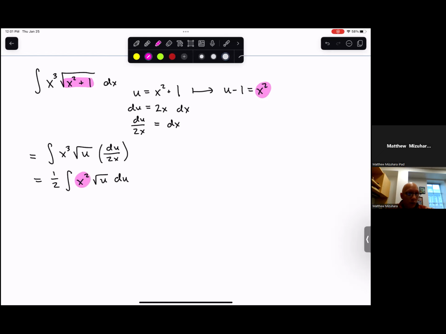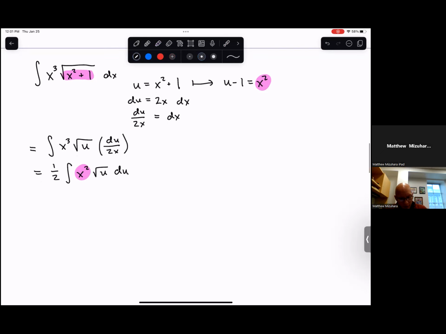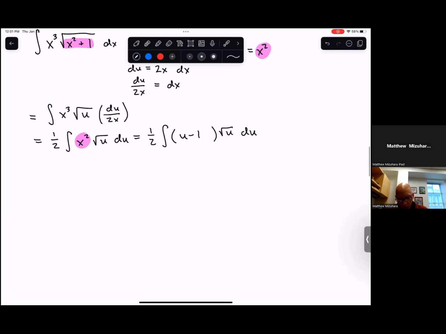I have x squared in both those places, which means I can continue substituting in expressions for u, which make my life a little bit easier. So the x squared I'll replace with u minus 1, and then the square root of u is still there, and then du. So what do we see from this? We see that with a little bit of extra work, a little bit of tenacity, we can continue canceling out those x's, or replacing those x's with more expressions involving u. And now I'm left with an integral which perhaps I have a better hope of solving.